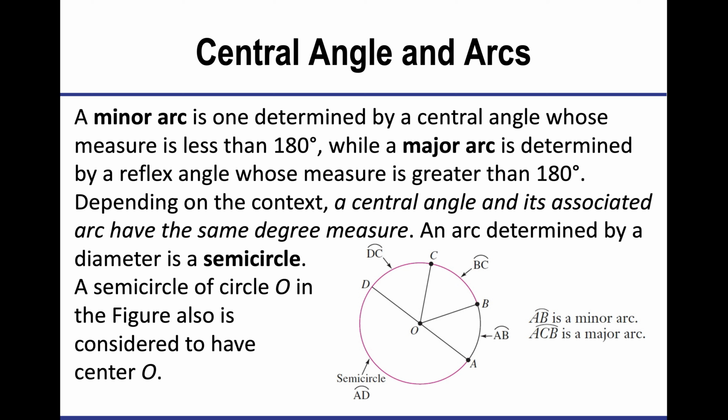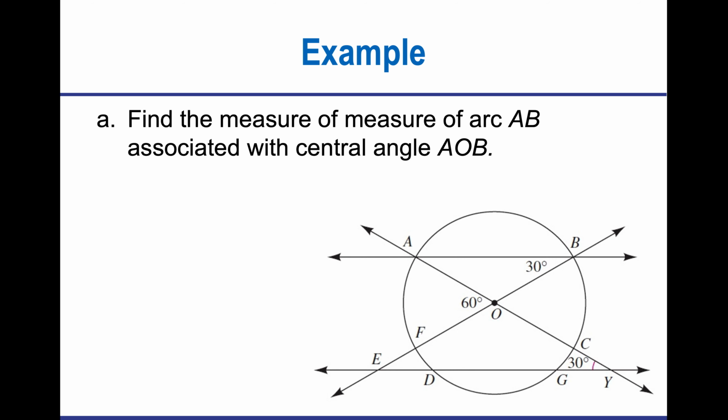And when I'm looking at the context there, a central angle and its arc have the same degree measure. So let's say that COB was 60 degrees, then the arc BC is also 60 degrees. An arc determined by a diameter is called a semicircle because it divides a circle in half. So AD would be a semicircle. A semicircle of circle O is also considered to have the center O.